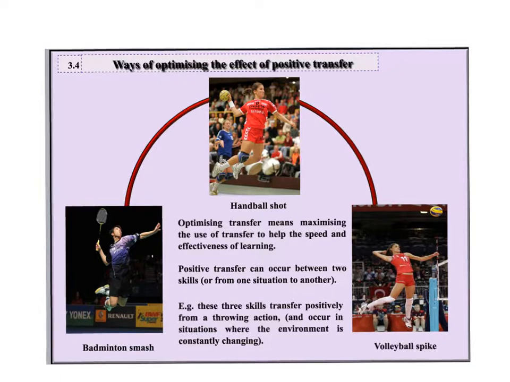These three skills show transfer positively from the throw action, and it can occur in situations where the environment is constantly changing. So there is a way of optimising. And as a coach, you want to be showing the people that you're teaching that this is it. You can show them the pictures. For the new skill of the volleyball spike, you might say to them, look, you're a good badminton player, it's very similar to the smash, right? So you'd have some positive transfer going across.